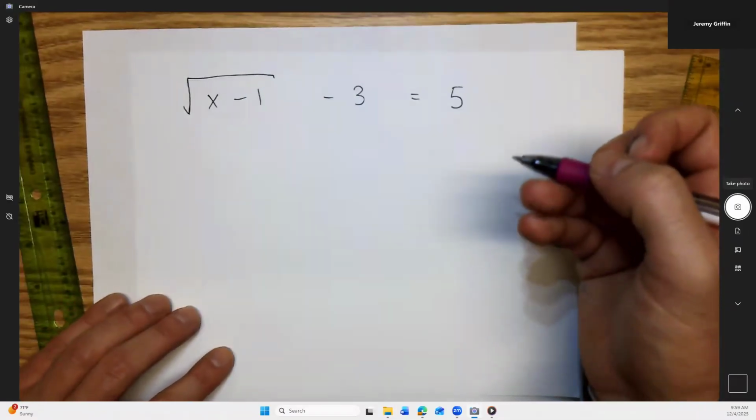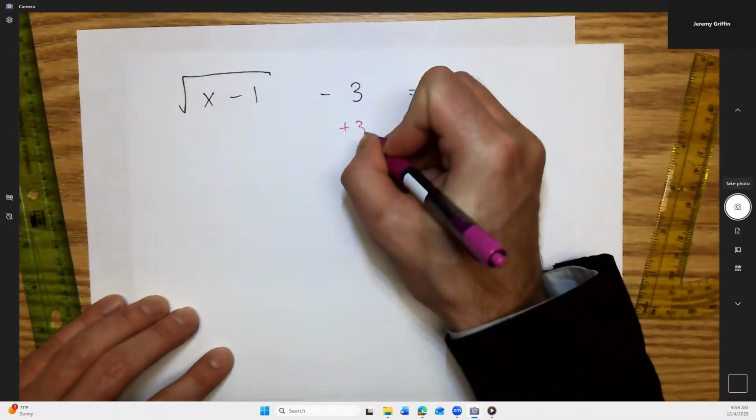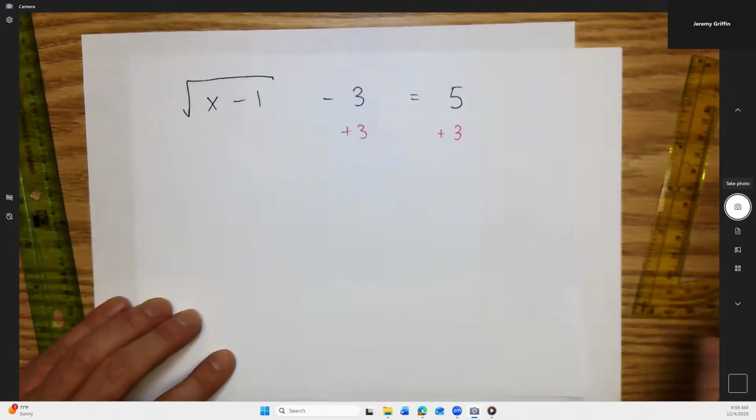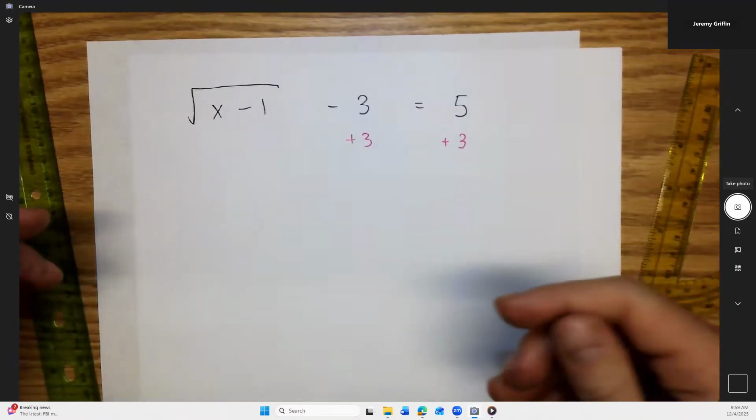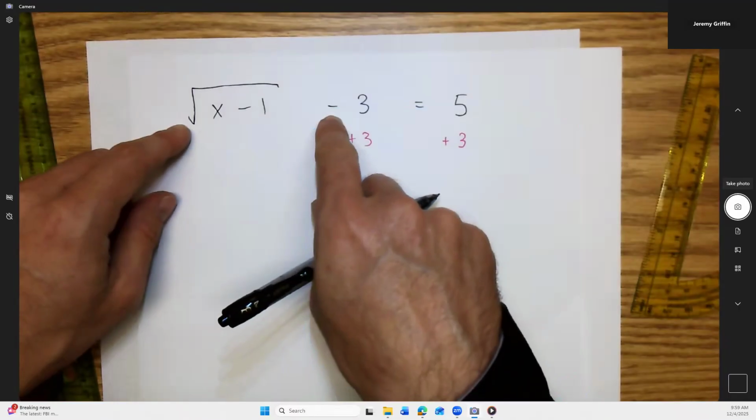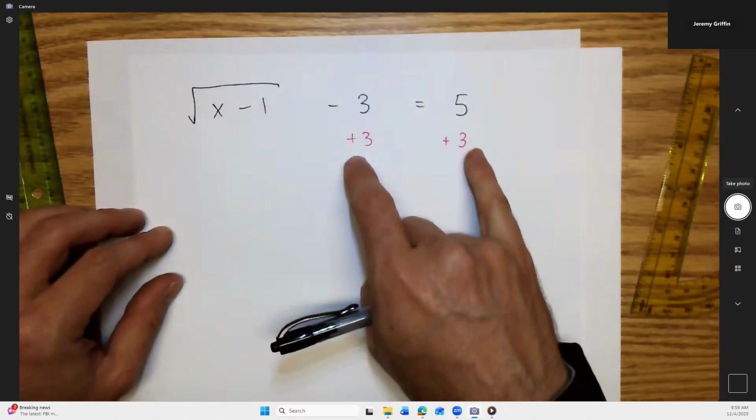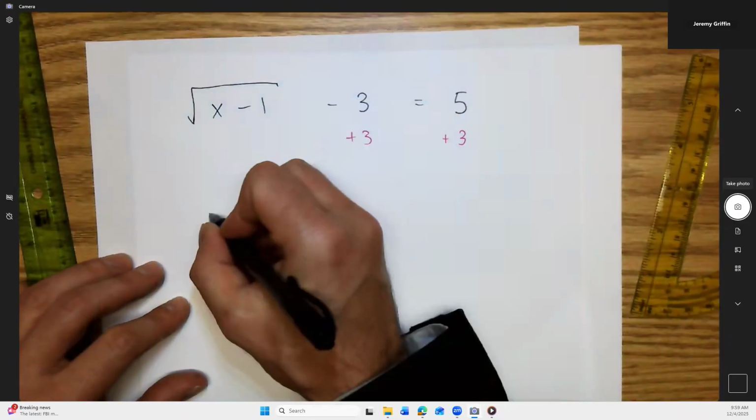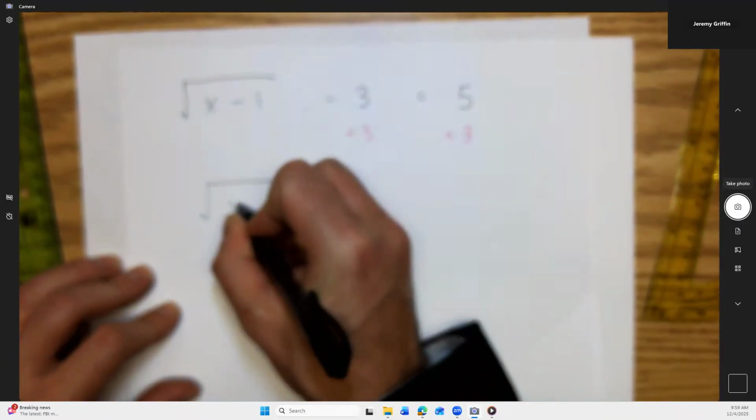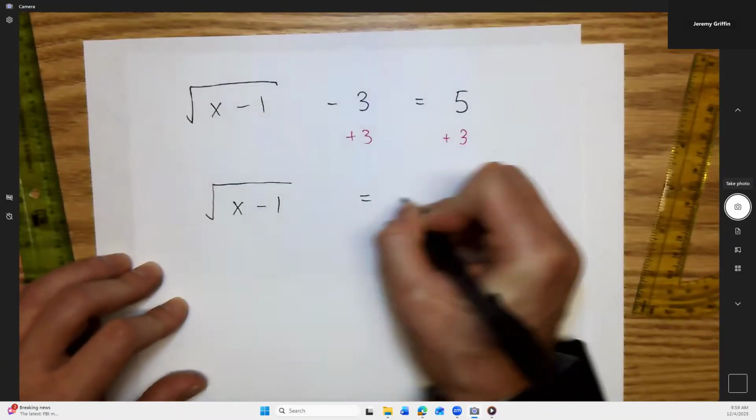So, guys, what's the first step? Add 3 to both sides. Okay. What if you had squared both sides first? If you square both sides, you would have to FOIL this left side, and there would still be a square root. So it just makes it uglier. But if you add 3 over, it's much more straightforward. So I got root of x minus 1 is now equal to 8.